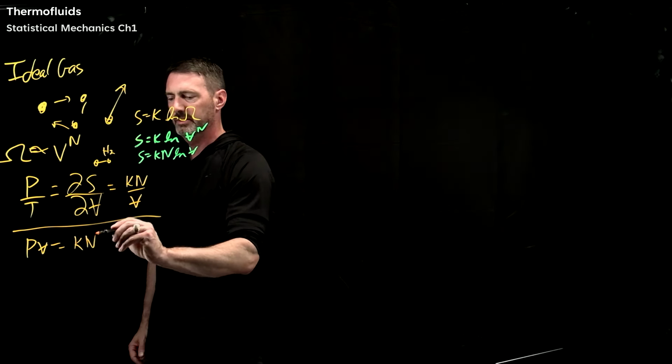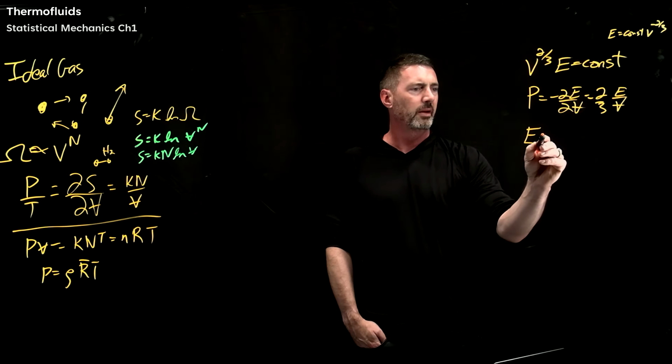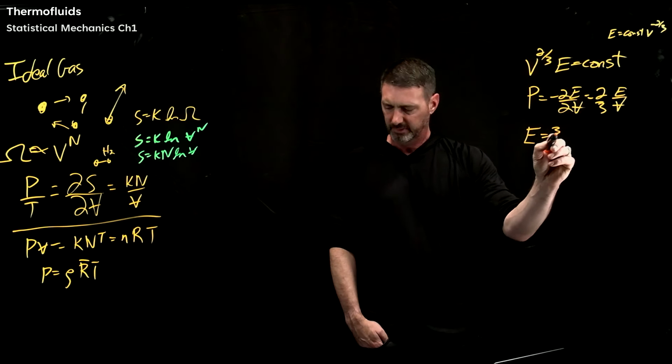Okay. Well, that's interesting. And so let's rewrite that. You can solve for E. And so that's going to be E is equal to 3 halves P times V. All right. Well, we actually know PV is equal to nRT. So that's actually 3 halves nRT. Great. Which now means we can actually figure out our specific heat.